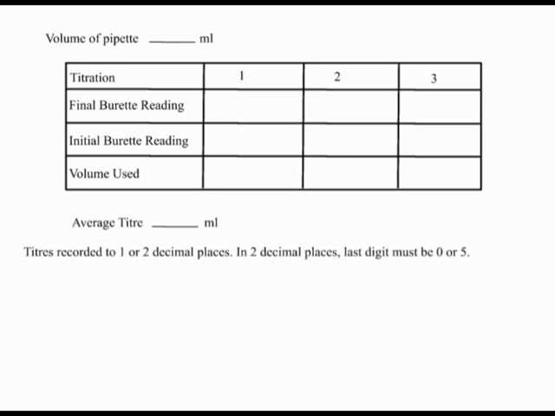The titers should be recorded correct to 1 or 2 decimal places. In 2 decimal places, the last digit should be 0 or 5, and so we don't expect a figure like 25.43 milliliters. The volumes must also be consistent and have an accuracy of plus or minus 0.2 milliliters. Average titer is found by adding all the used volumes and dividing by the number of experiments. In this case, it will be 3.